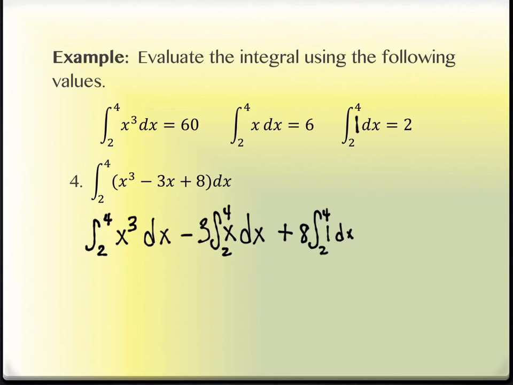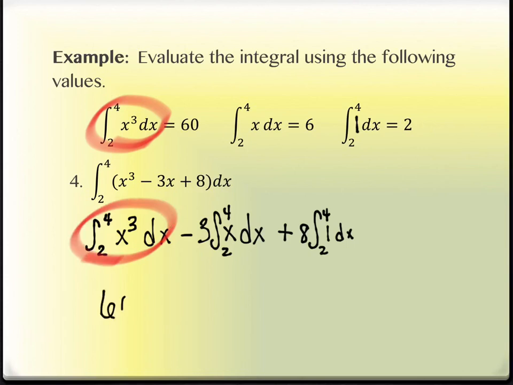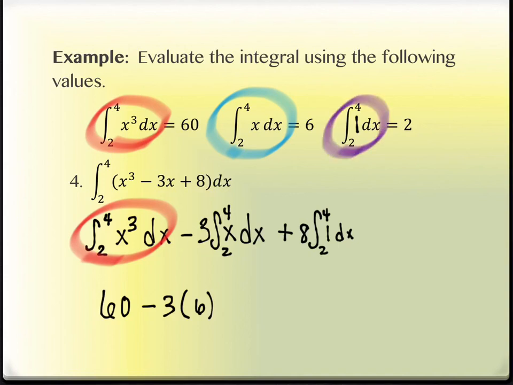So it's very nice, it's very friendly, because what this actually says is, well, I know what the antiderivative of x cubed from 2 to 4 is. It's 60, and I can actually take that down here, and I can replace this with the number 60. It's just 60 minus, and then I have a 3. And I can do the same thing with the next piece. We'll use blue. The antiderivative from 2 to 4 of x dx is 6. So I have a 6 right here. And then the last one, antiderivative of 1 from 2 to 4 is 2. So I have my plus my 8 on the outside, and then I have a 2.